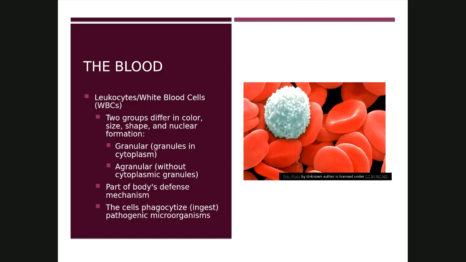We're going to continue with the blood, looking at the leukocytes, white blood cells. The two groups differ in color, size, shape, and nuclear formation. There are granulocytes, with granules in the cytoplasm, and agranulocytes, without cytoplasmic granules. This is part of the body's defense mechanism, and the cells go through phagocytosis, the ingestion of a pathogenic microorganism.